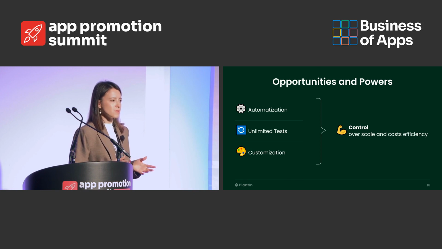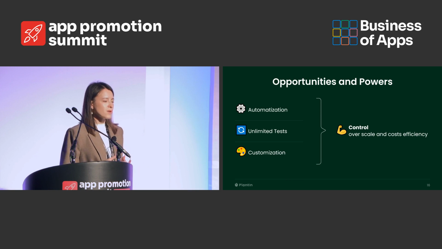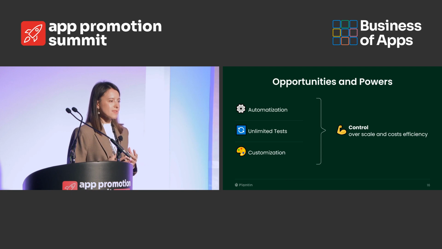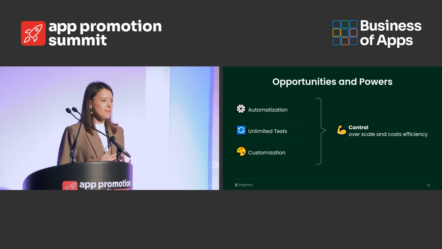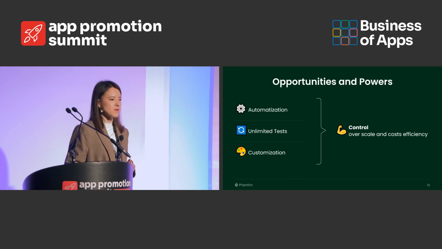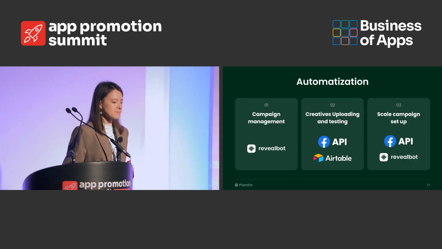Do automation, do customization, and all these three blocks will bring you control over your scale, over cost efficiency, ROI, LTV, and so on. So I suggest we stop on two blocks, on automation and on customization, to talk about this more and to see how this could work for you with your web to app campaigns.